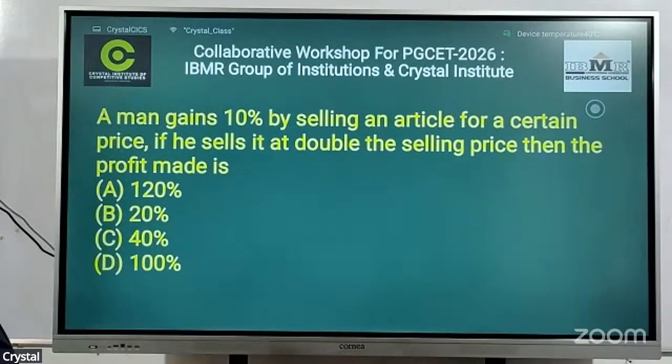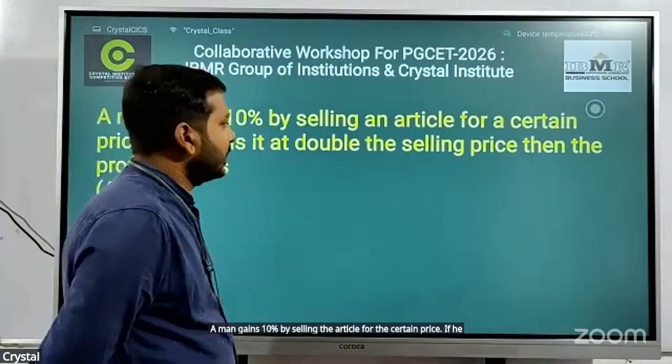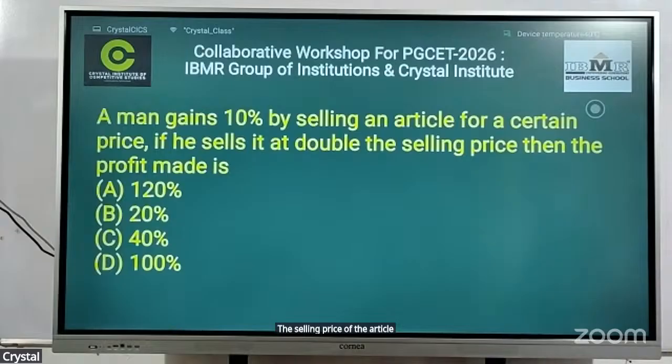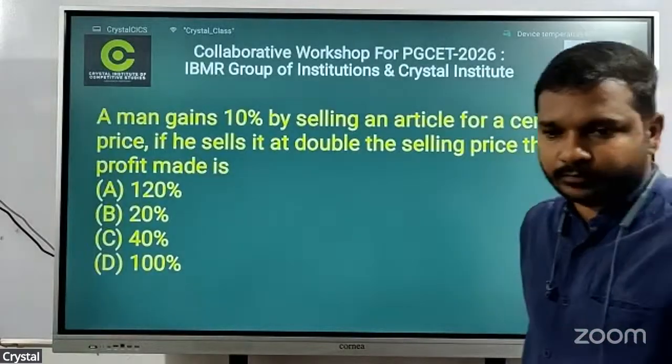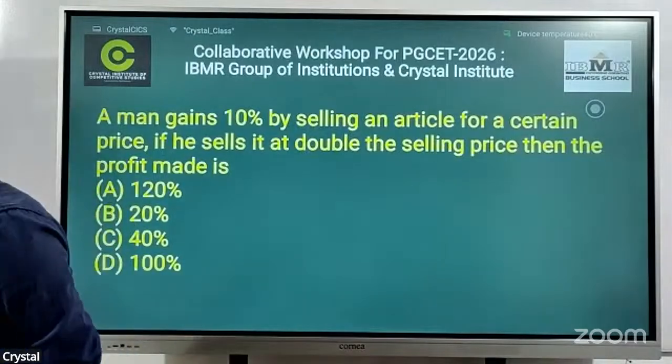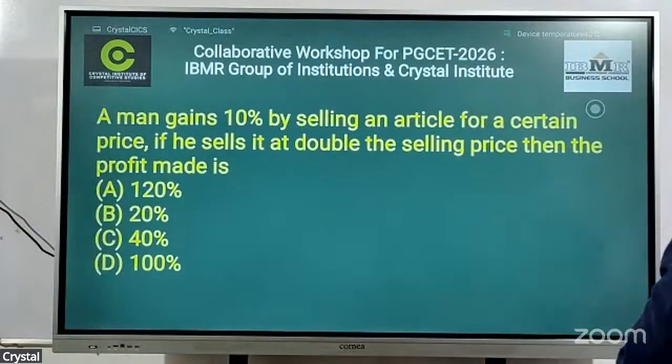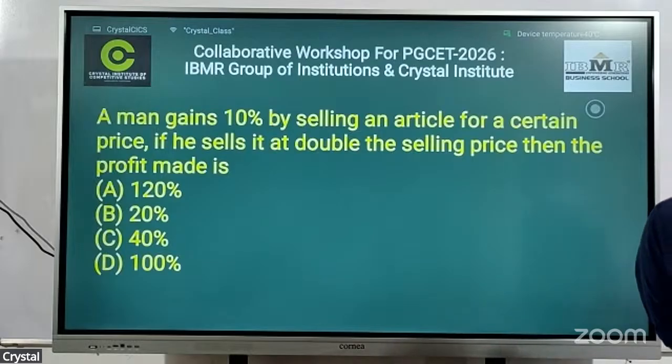A man gains 10% by selling the article for a certain price. If he sells it at double the selling price of the article, what is the profit? Okay, try to solve this.